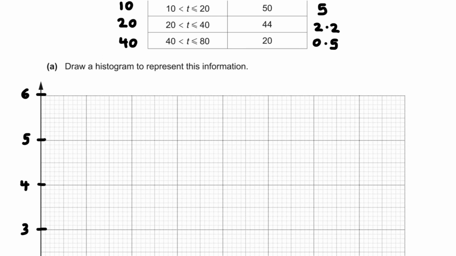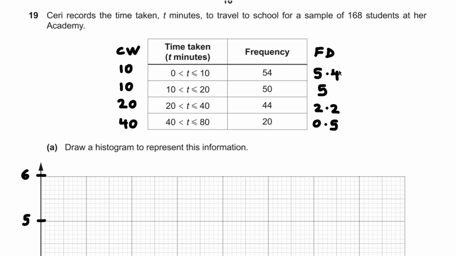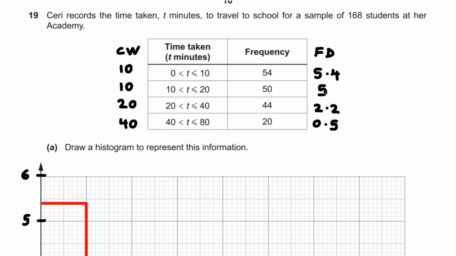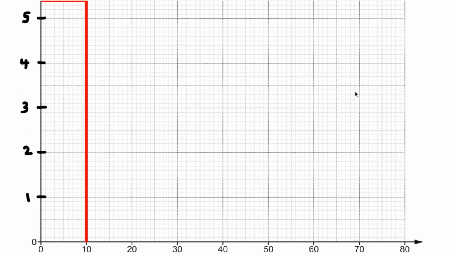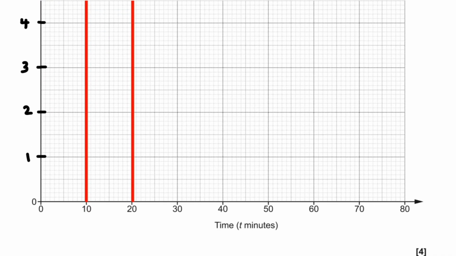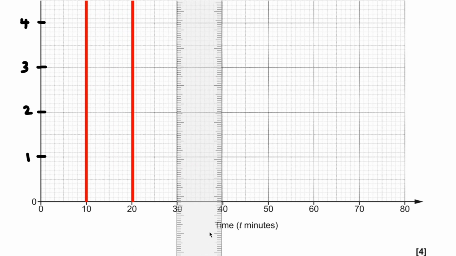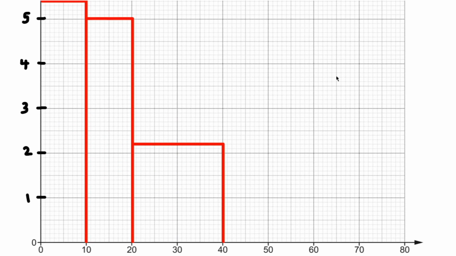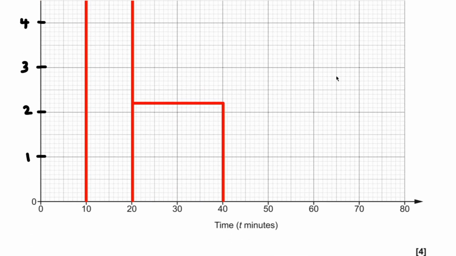So we've got the first one which we need to draw. That's 5.4 up with the class width of 10, so that's shown here. For the next one we've got 10 and 5, so if I show this, we've got that shown here. Then we've got 2.2 and 20, so 2.2 is over here, and then we've got 0.5 and 40.